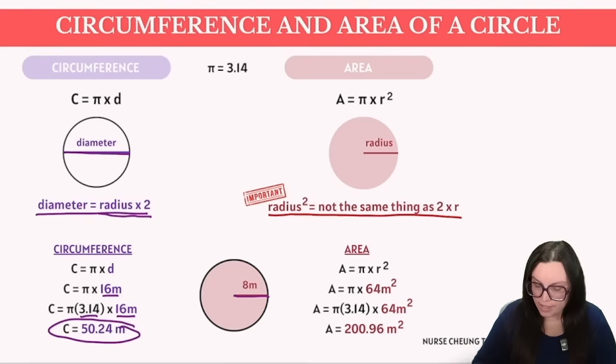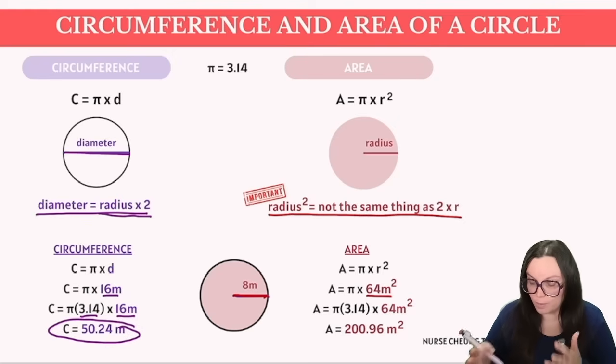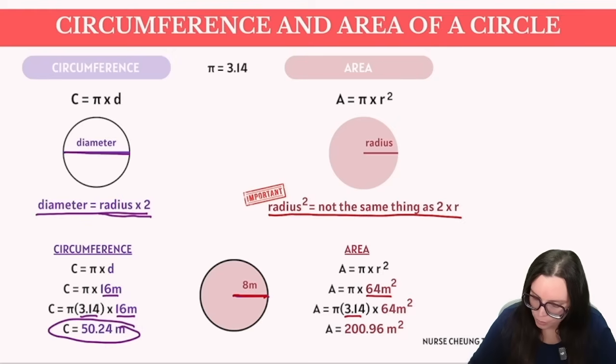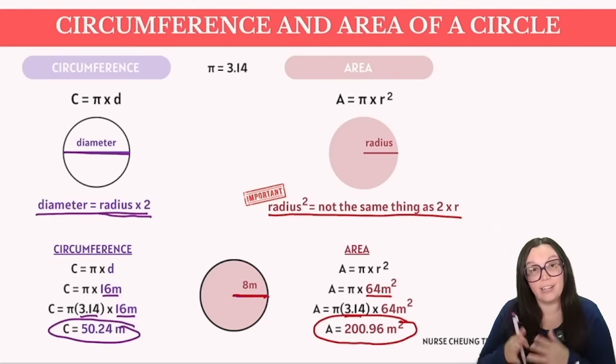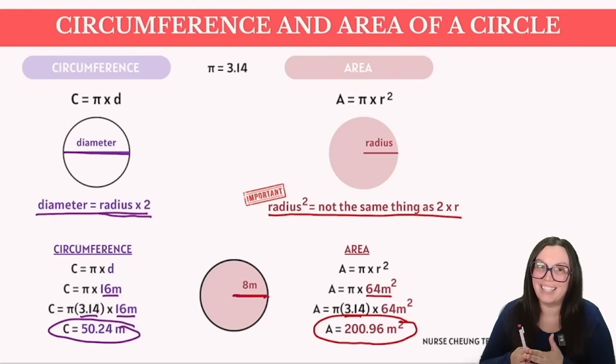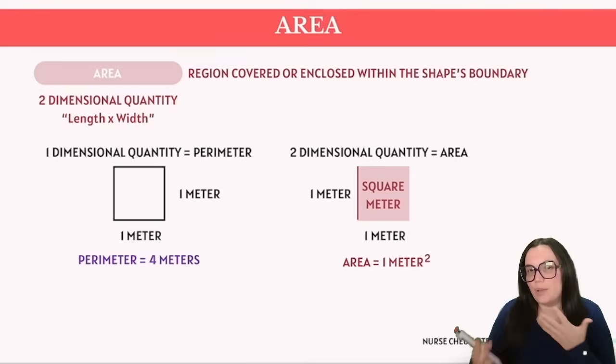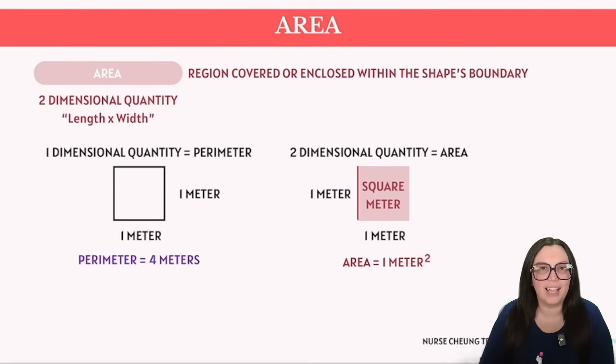Next, we're going to figure out the area of the exact same circle. Again, we know that the radius is 8, but instead of multiplying it by 2 like we did for circumference, this time we're going to square it. So 8 times 8 gives us 64 meters squared. We're going to multiply that by pi, which is 3.14, and that gives us our total area of 200.96 meters squared.